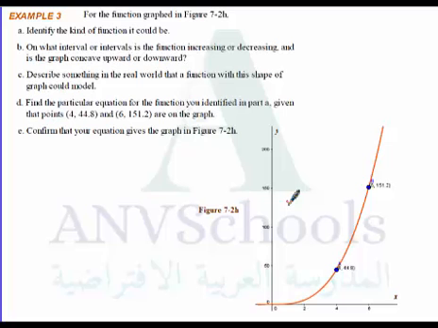Letter D, find the particular equation for the function you identify in part A, given that points (4, 44.8) and (6, 151.2) are on the graph. And letter E, confirm that your equation gives the graph in figure 7-2h.